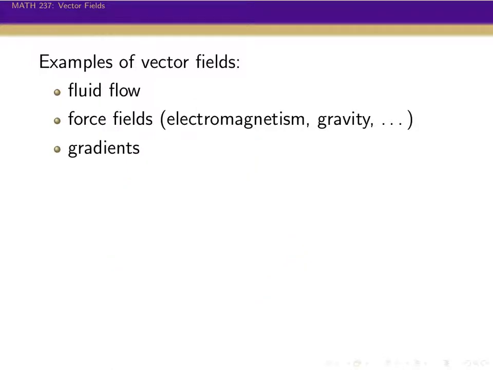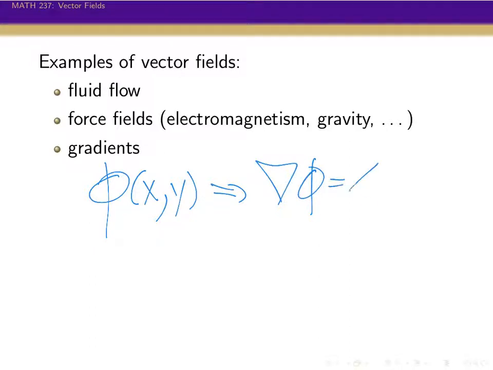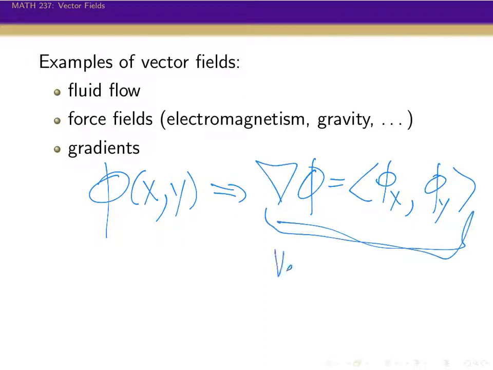And then a mathematical example that we've actually played around with a bunch this term has been gradients, right? So if you have some function, let's use f again, so let's call it capital phi of x, y. Well then you can take the gradient of phi, and remember this is the partial of phi in terms of x, partial of phi in terms of y. This is a vector field. And in fact, gradients are a really important example of a vector field.